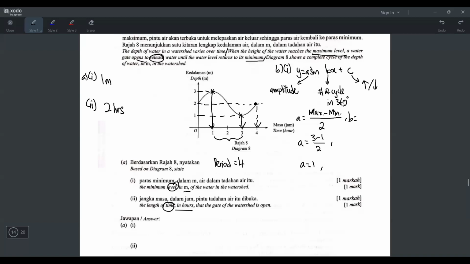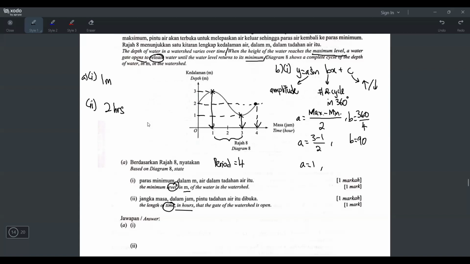But I want it in 360, so you have to take 360 divided by 4. So your B will be 90. It means when the time reaches 4, you complete one cycle. But I want how many cycles in 360? So by the time you reach 360, you complete 90 cycles. That's why the B is 90. Okay, that's how you do it.